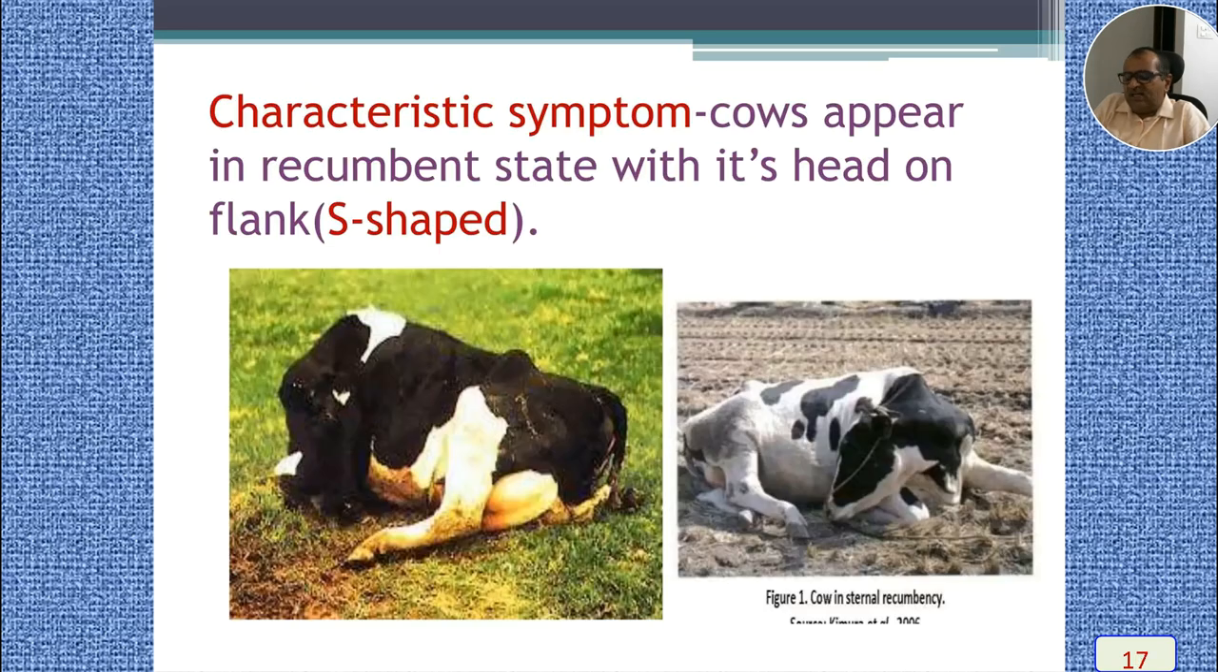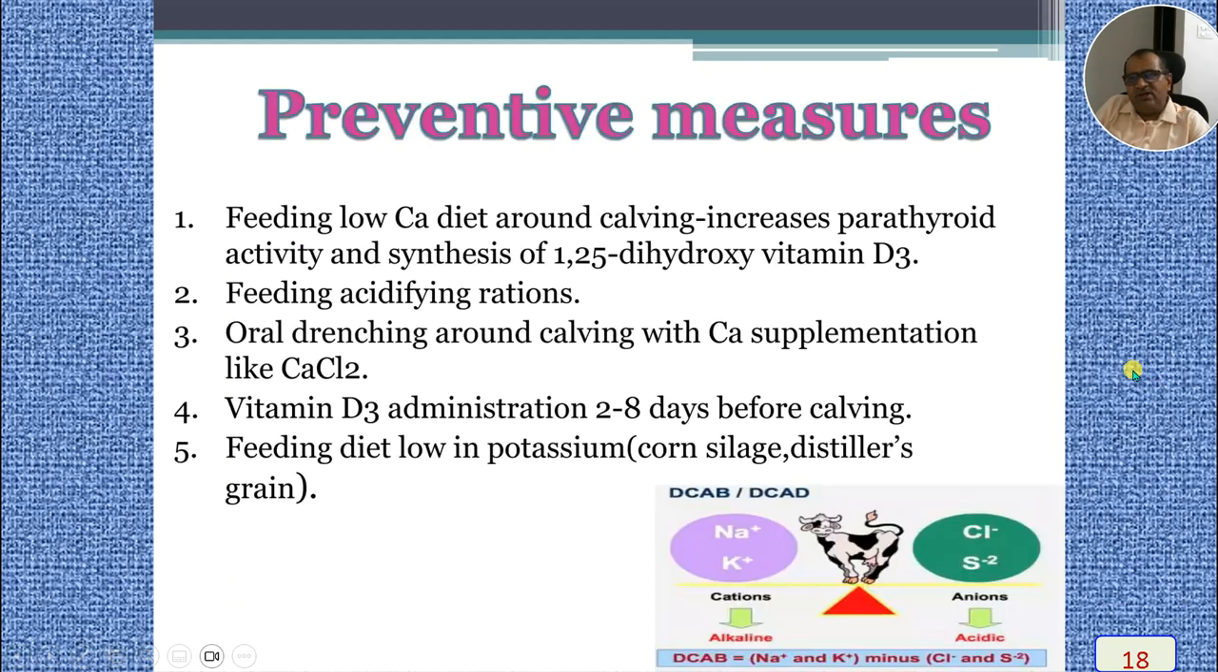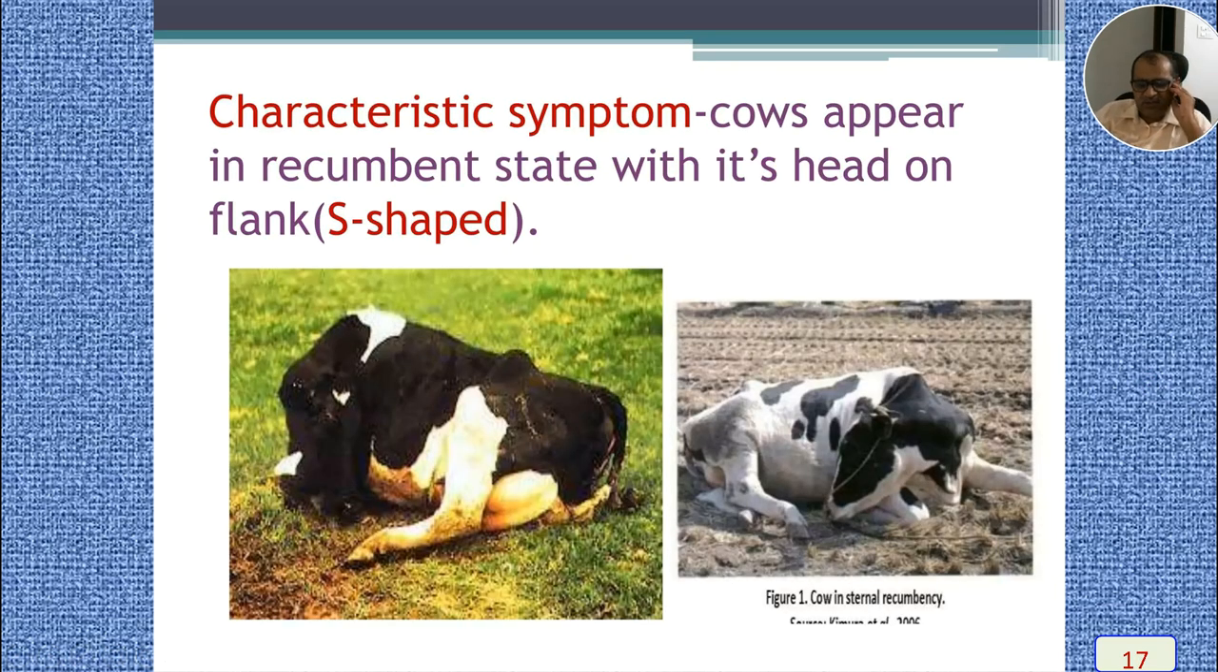So, what are the characteristic clinical signs of milk fever? The cow suddenly becomes recumbent with its head on the flank, as shown in this particular photo. Here you can see that the animal is in sternal recumbency, especially looking towards the abdomen. The face is looking towards the abdomen, and this is a very common sign. The body temperature will be very low, and sometimes the pulse rate and heart rate become very, very low. The cow is morose, with reduced activity of the tail, reduced pedal reflexes, and also sunken eyeballs.